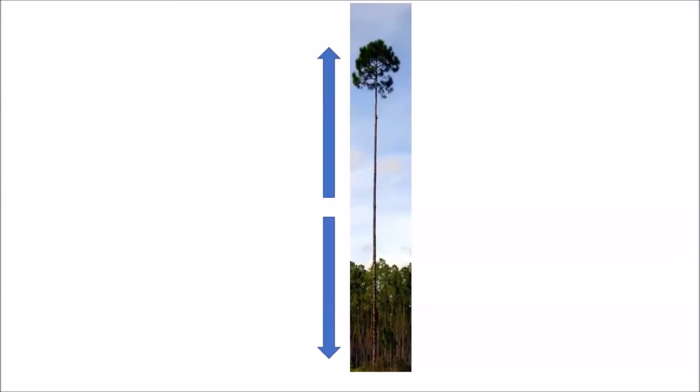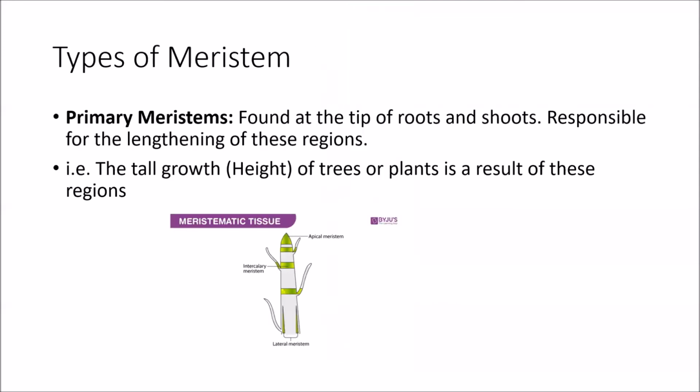Like I said, with the primary meristem, it's responsible for the lengthening of the plant. So as a tree gets taller, this is going to be the result of the primary meristem. Now, I don't want you guys to confuse apical meristem with primary meristem, because I guess I use them interchangeably, but they are basically the same thing. So it might be easier for you guys to remember primary meristem.